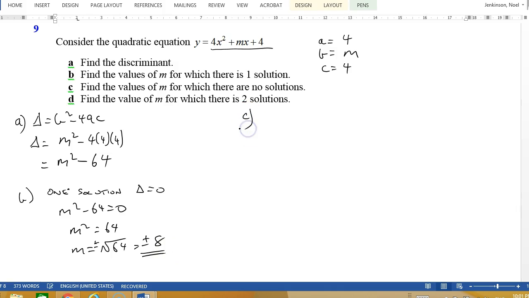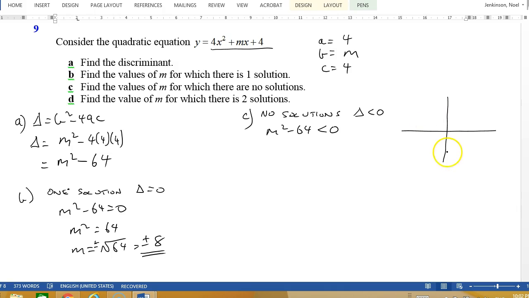Part C. Find the values of m for which there are no solutions. For no solutions, the discriminant is less than 0. For no solutions, m squared minus 64 is less than 0. Now you can do this algebraically, but a really easy way, especially as we have the two values where it equals 0, is to draw a little graph of this discriminant, which I'm going to do over here like this.